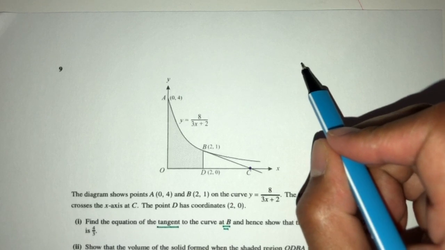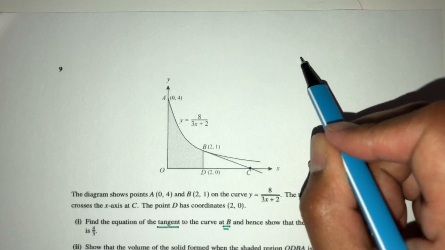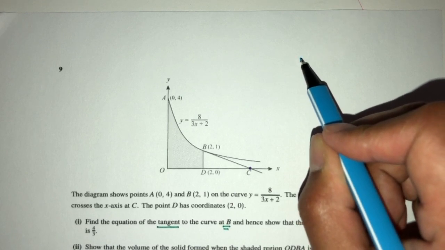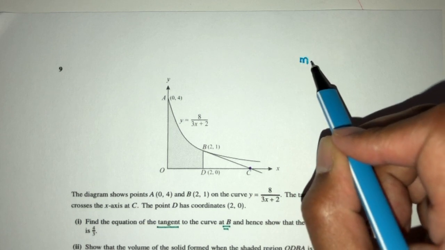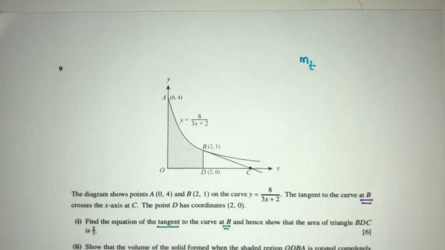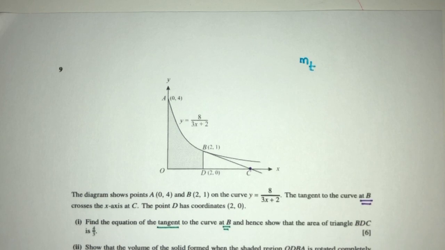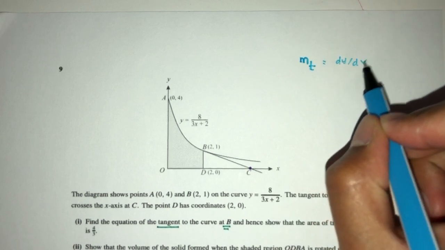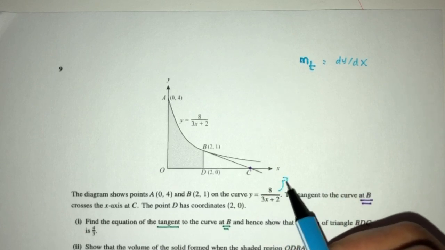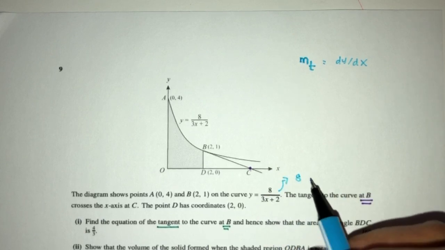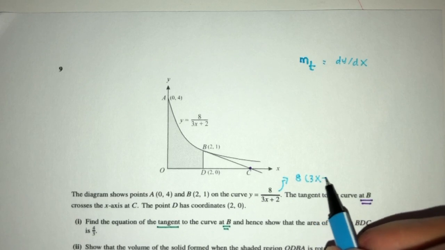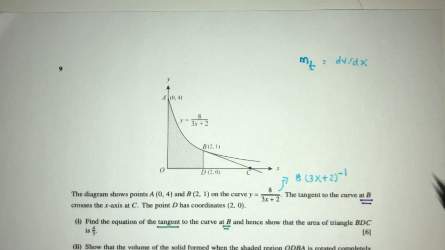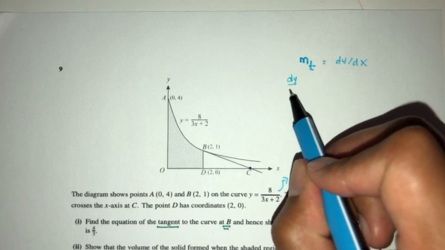So now again, tangent is a straight line. So to find the equation of a straight line, you must first find the gradient of the straight line, which is the gradient of the tangent. Now we understand that the gradient of the tangent is the same thing as dy by dx. Now why is this? We can also rewrite this as 8 times (3x plus 2) to the power minus 1. So dy by dx will be what?